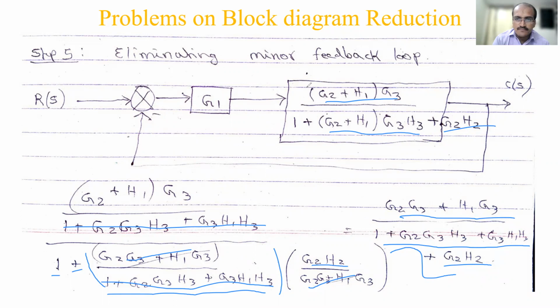So what is the next step? Simplification. This g1 will be in series with this block, right? So you can multiply with this function and make one block. What will happen then? g2 plus h1 into g1 g3. g1 will get added to that. Denominator won't change. So then this complete thing is a single block.